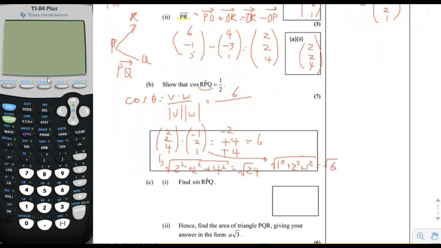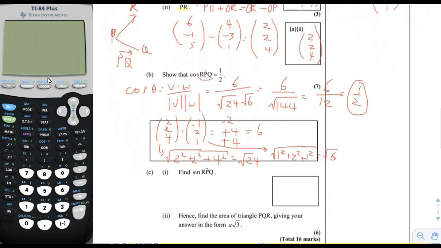So in the denominator here, I'm going to put the square root of 24 and the square root of 6. You can actually multiply the insides of those roots together, and we would get the square root of 144. And what do you know? Look at that. Of course, since it's a test, it's going to work out nicely. The square root of 144 is 12, and there we go, 1/2. That's what we wanted to show the whole time, right?